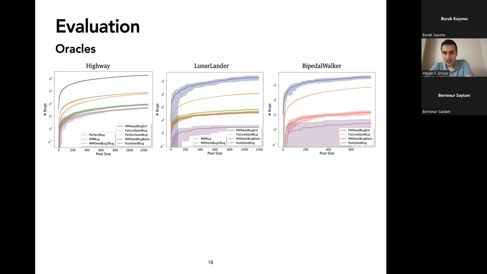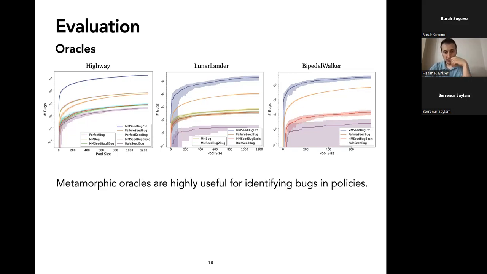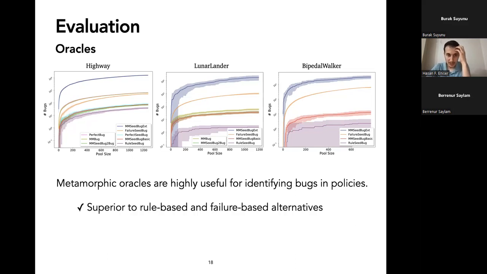Yeah, in the lunar lander and the bipedal walker, we observed a similar trend. In the lunar lander, we ran the limited budget perfect seed bug oracle, and we observed that at least 50% of the bugs reported by the failure seed bug oracle are actually not bugs. They were actually unavoidable failures. So metamorphic oracles are highly useful for identifying bugs in policies because they are superior to the rule-based and failure-based alternatives, and they are close to the perfect oracles.